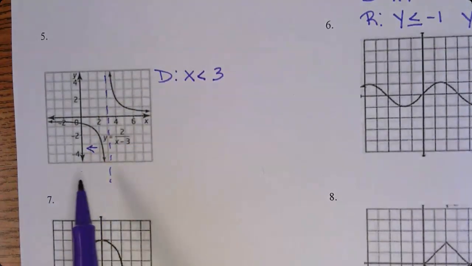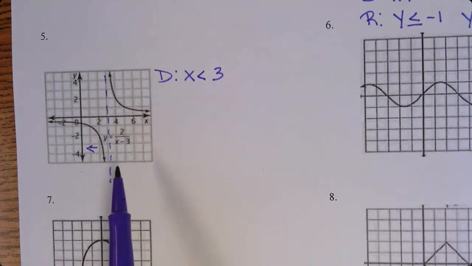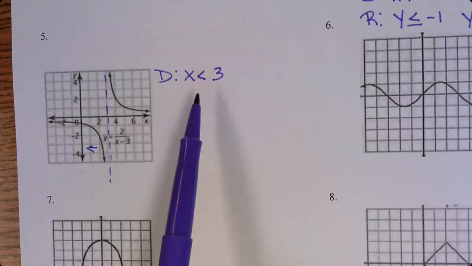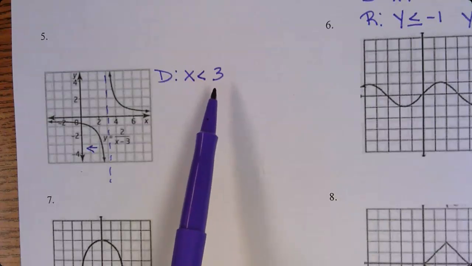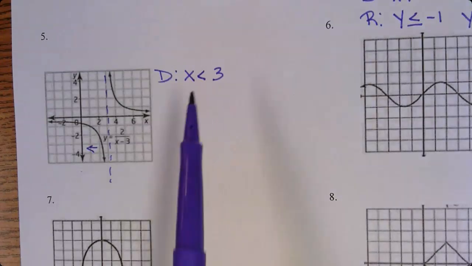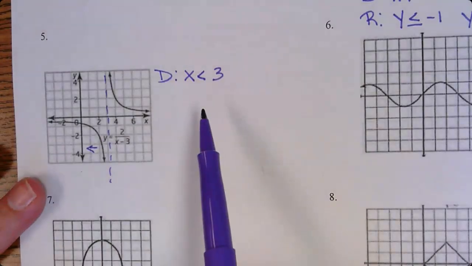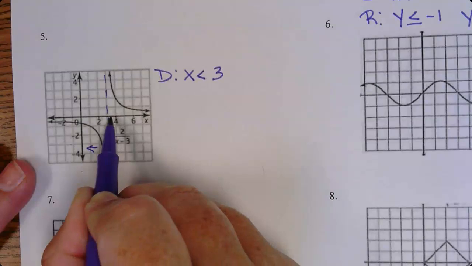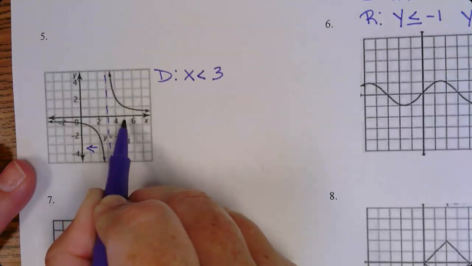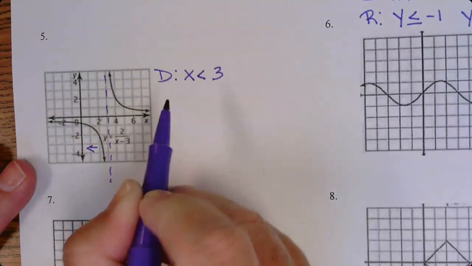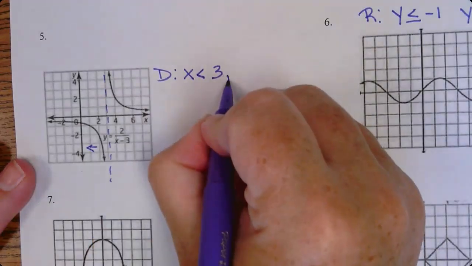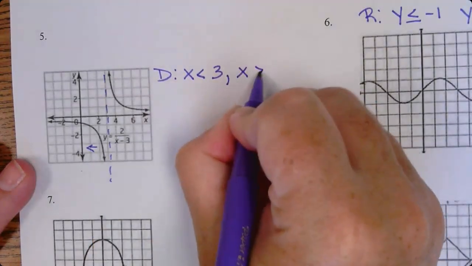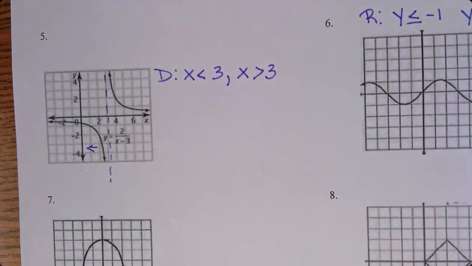Now the question is, am I touching 3? And the answer is going to be no. So I'm not going to put an equal to bar. Okay. Now, on the other side, are we touching from 3 all the positive x values? And the answer is yes. So comma, x is greater than 3. Okay, and you're done.